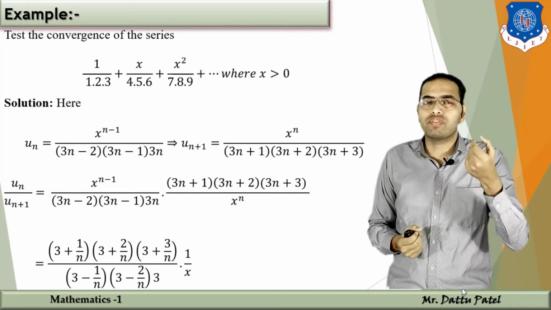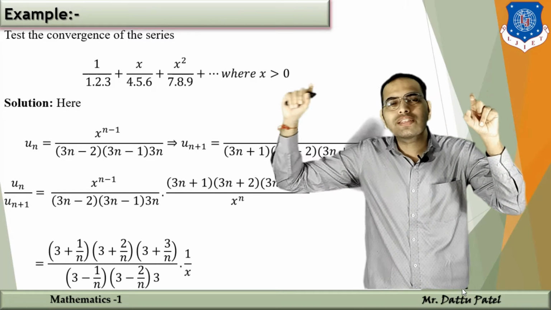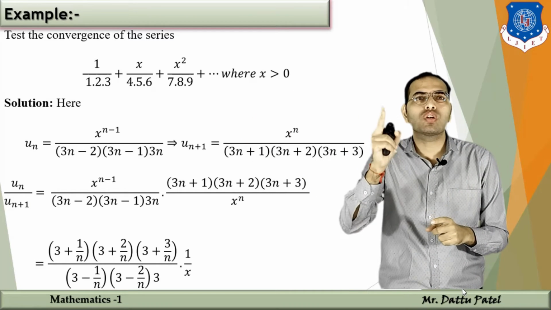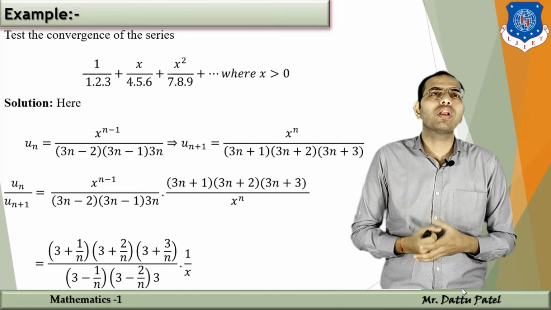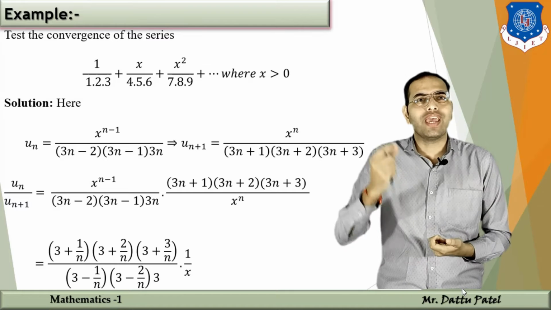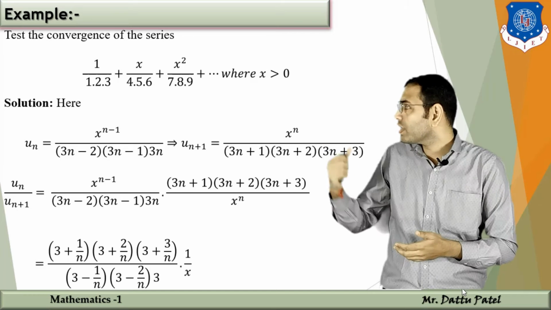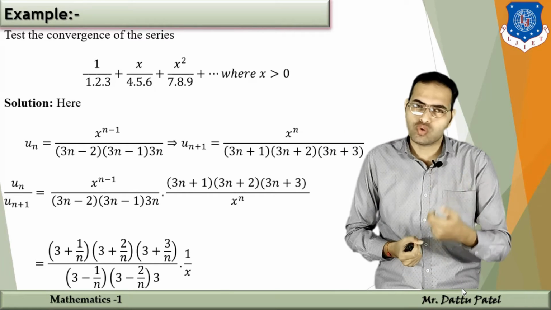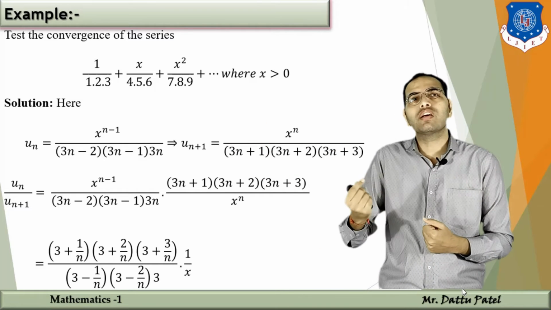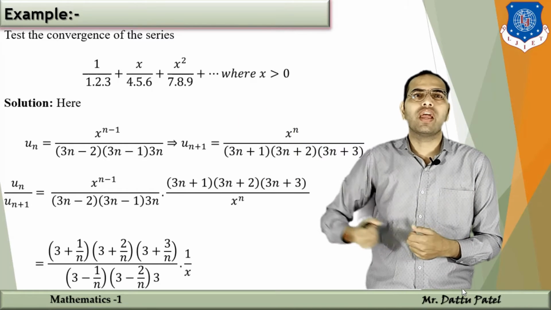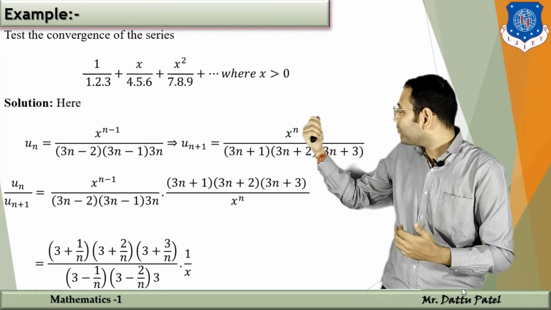In the denominator portion, consider the first terms only: 1, 4, 7 and so on. The difference between these two terms is 4 minus 1, which is 3, so we have a multiple of 3n. We already have the formula a plus n minus 1 into d, where d is the difference and a is the first term of the series. Substituting the values, we get 3n minus 2. The second term is 2, 5, 8 and so on, so we get 3n minus 1, and the third term is 3, 6, 9 and so on, so we get 3n. Then our un becomes x raised to n minus 1 upon 3n minus 2, 3n minus 1 into 3n.